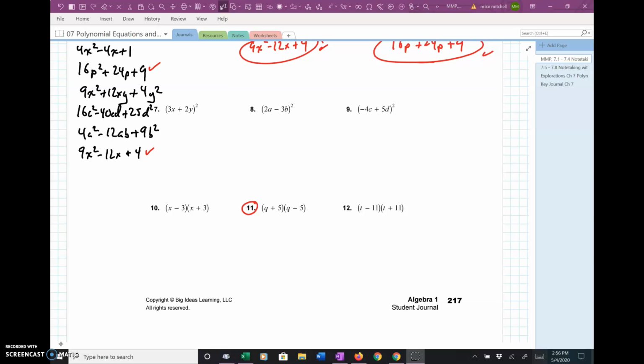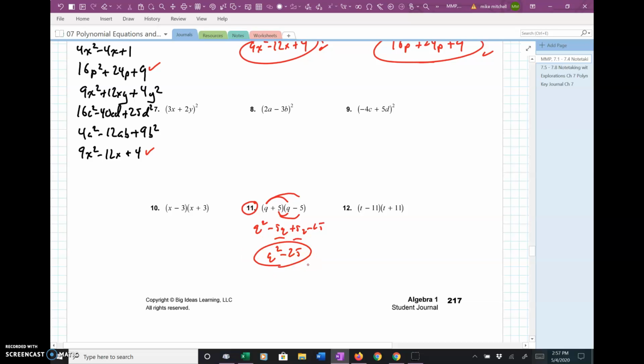You can also always do these just the long way, the way you normally would. So this is what we would normally do. We sit there and we do our FOIL. We get q squared minus 5q plus 5q minus 25. These are like terms. They're also opposites. They add up to 0. That's q squared minus 25.